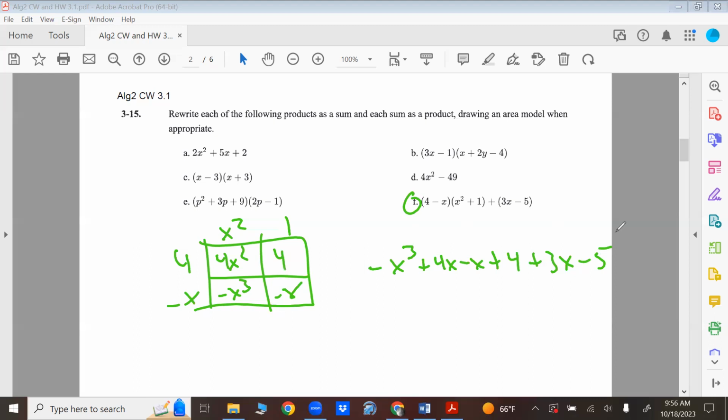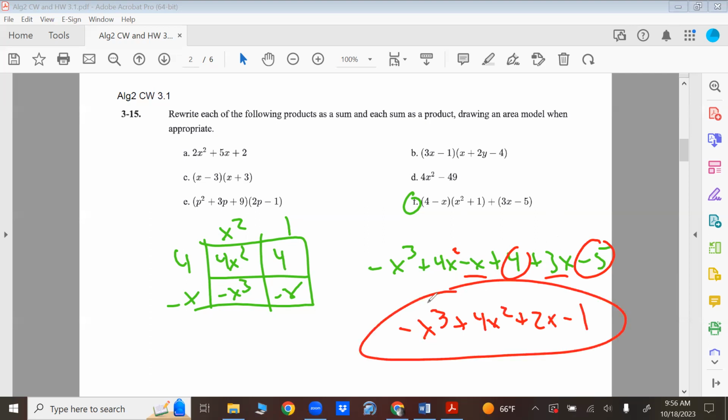Combine like terms. What are my like terms here? Let's see. My like terms are going to be 4x, negative x, and 3x. And of course, 4, negative 5. I lied, that's 4x squared. My apologies. Negative x and 3x, and 4, negative 5. So you have negative x cubed plus 4x squared, positive 2x, and negative 1, because you have two pairs of like terms. Negative x and 3x is one pair, 4 and negative 5 is another pair, and you got it.